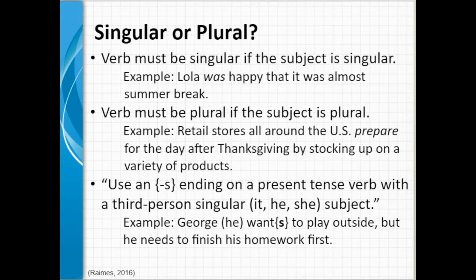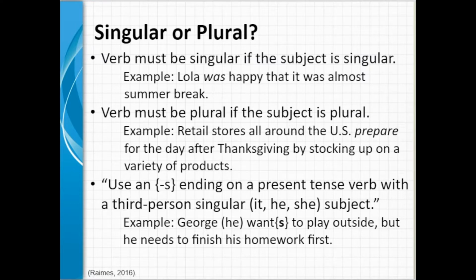In English, it is common usage to use an S ending on a present tense verb with a third person singular subject. However, it is important to note that there are many irregular verbs that do not adhere to that guideline. Modal verbs, for example, do not take endings at all. Modal verbs are verbs that express necessity or possibility, like the words can, may, must, might, or will.